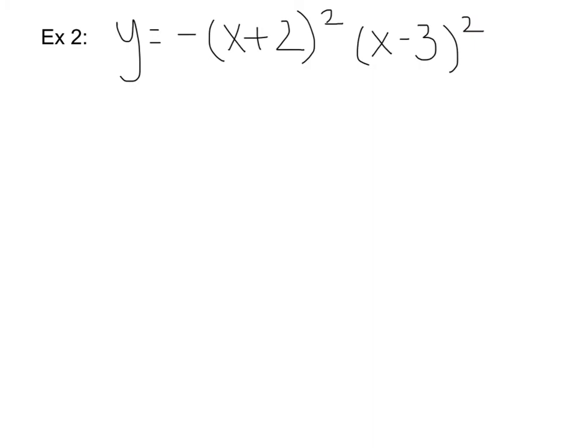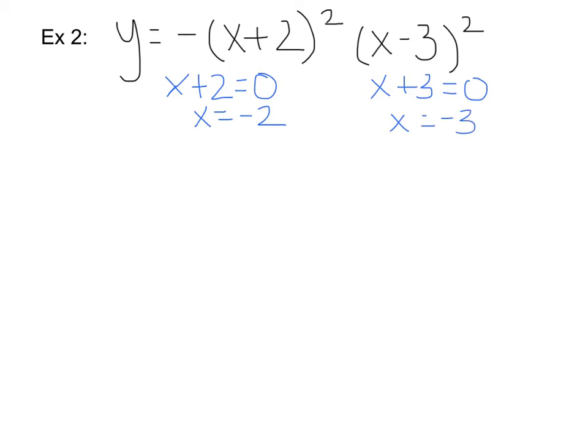Example 2 is different than example 1 because it's already in factored form. So that means we get to go straight from our factored form to find our zeros. So we set x plus 2 equal to 0, subtract 2, and you get a zero at negative 2. Set x plus 3 equal to 0, and you get a zero at x equals negative 3.